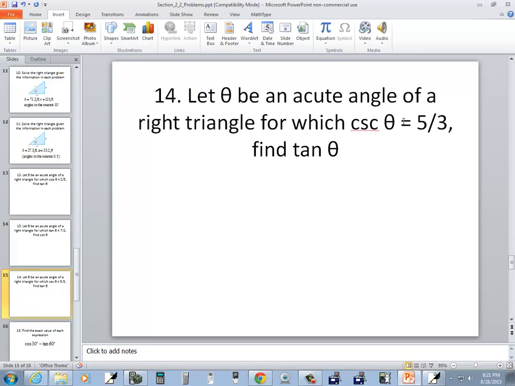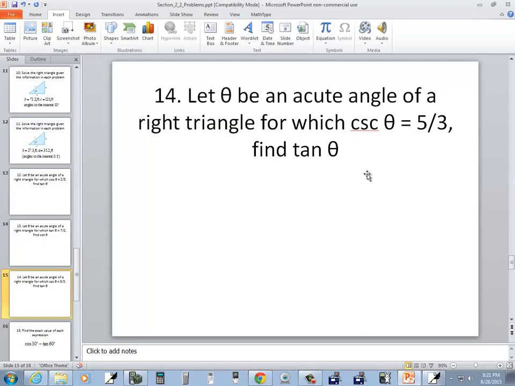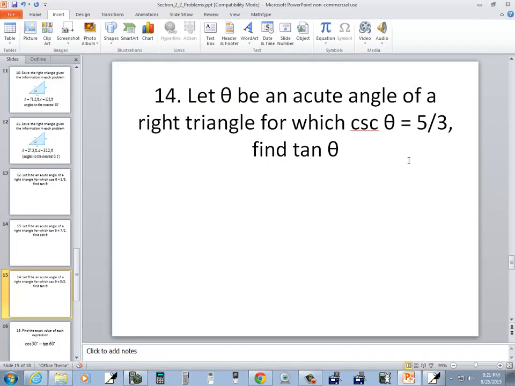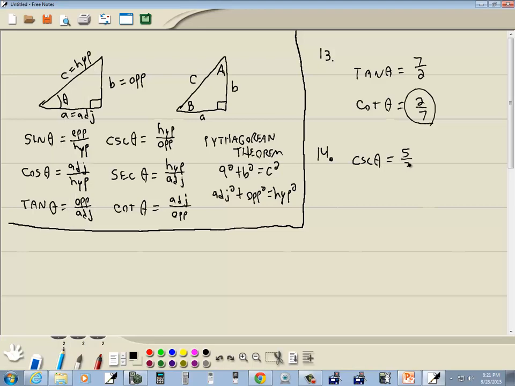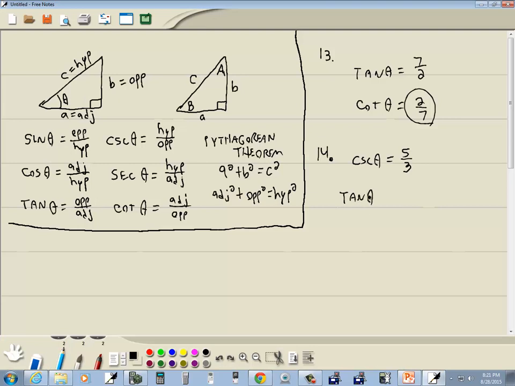Okay, problem number 14. They're telling us that cosecant is equal to 5/3, and we're wanting to find tangent. Well, these are definitely not reciprocals of each other, so I can't use that. But if I look at cosecant, this tells us that cosecant is hypotenuse over opposite. So they're giving us the hypotenuse, and they're giving us the opposite.